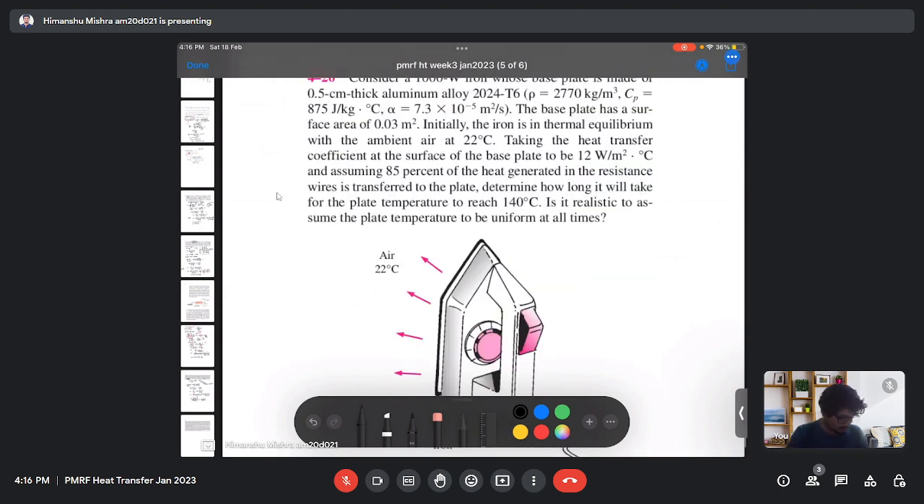Now to answer the last part of the question, is it realistic to assume the plate temperature to be uniform all the times? We just need to calculate the Biot number, and we should see if the Biot number is close to 0, because if it is close to 0, then the resistance due to conduction will be very less, and there will be uniform temperature inside the plate. So let's first calculate the time.